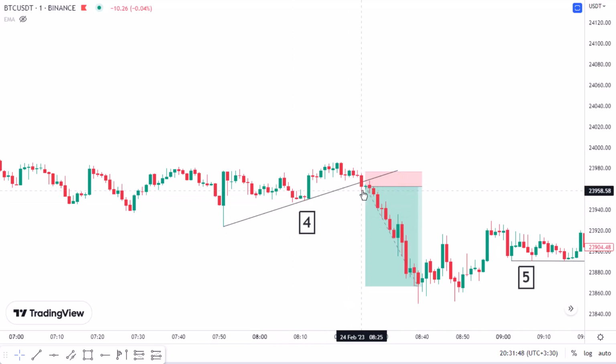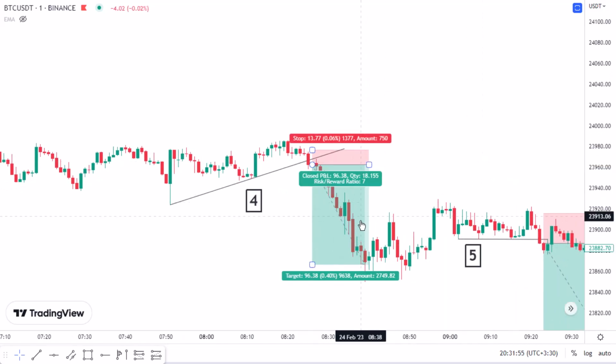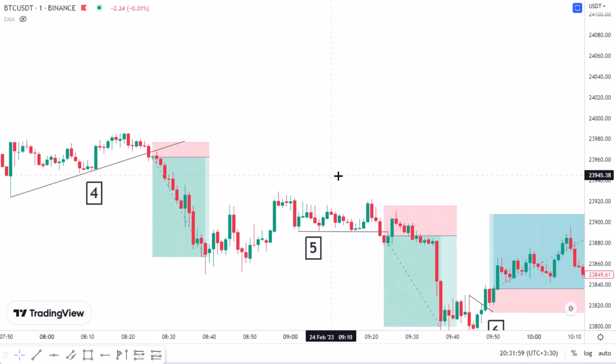On the trade 4, we have this nice trend line with 1 touch, 2 touches. The third time it breaks it here, and we enter a sell position, put our stop loss above that, look for RR2, which gives us RR7.